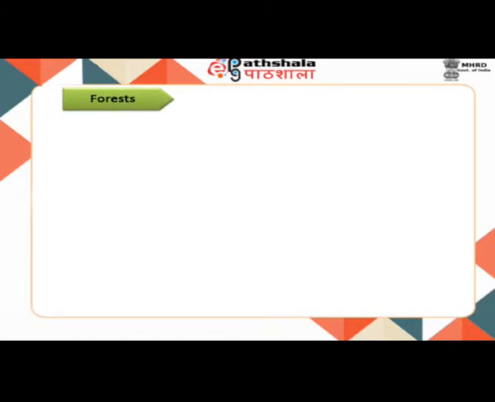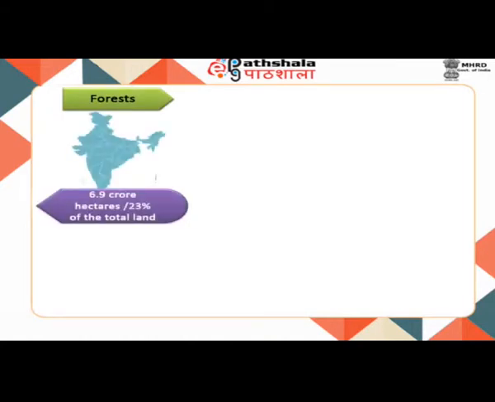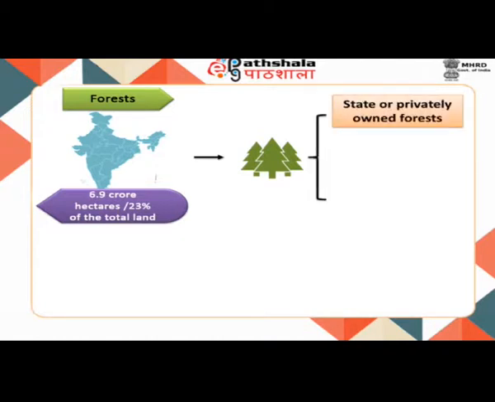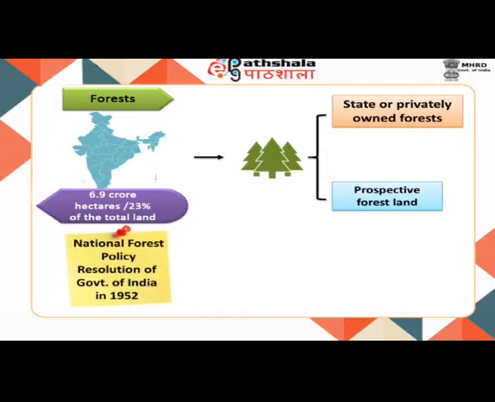Forests. An area of 6.9 crore hectares, or around 23% of the total land in India, falls under forests. This area, by definition, includes areas either classified by law as state or privately owned forests, or areas kept as prospective forest land. The National Forest Policy Resolution of the Government of India in 1952 recommended around one-third of the total area to be under forests for ecological balance.